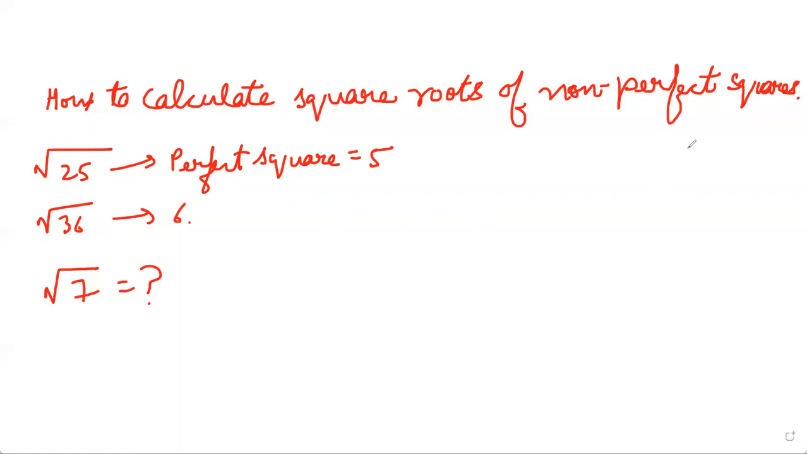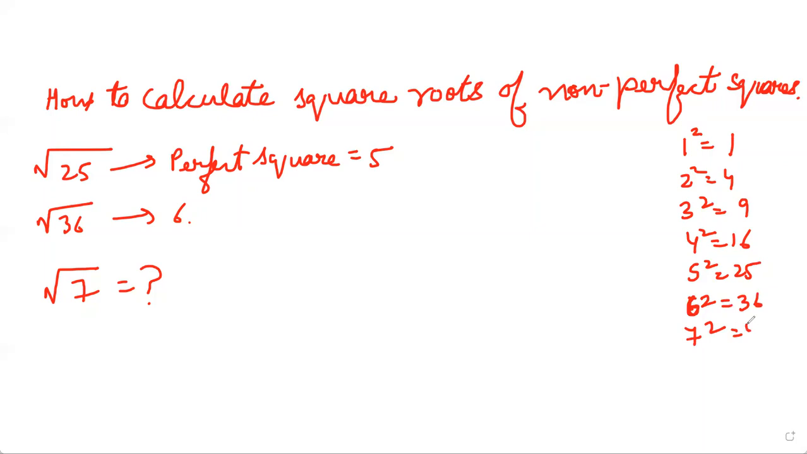So first of all, how can you calculate root 7? For this, I am writing here the squares. 1 square is 1, 2 square is 4, 3 square is 9, 4 square is 16, 5 square is 25. I am writing till 10. Okay. 6 square is 36, 7 square is 49, 8 square is 64, 9 square is 81. Okay. And 10 square is 100. Now you need to calculate the value of root 7.